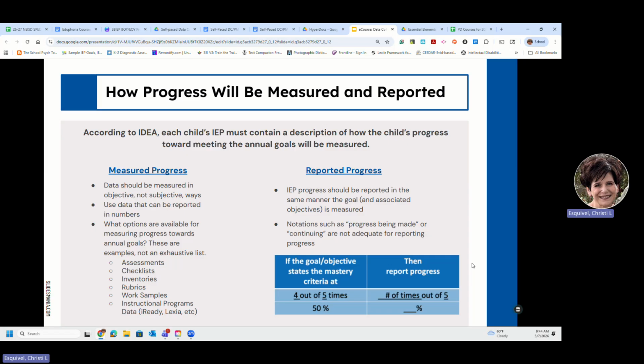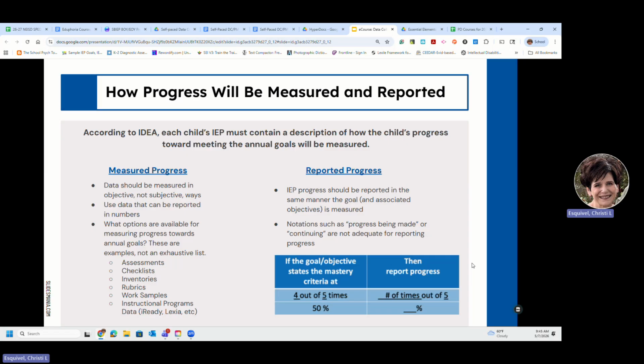For example, assessment information from STAR, MAP, DUA, unit tests, etc., checklists, inventories, rubrics, work samples, instructional program data from Lexia or iReady. The TEA IEP Measurable Annual Goals question and answer document states that IEP progress should be reported in the same manner as the goal and any associated objectives is measured.